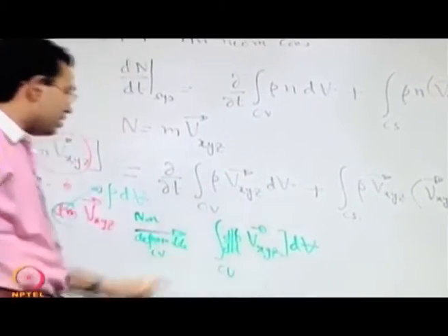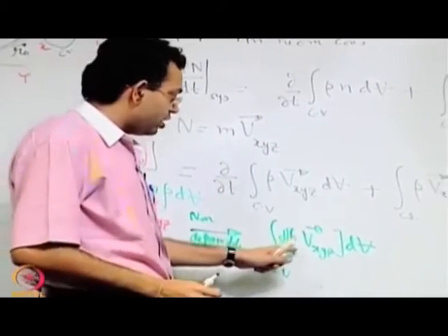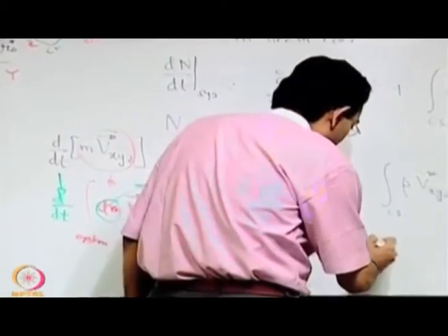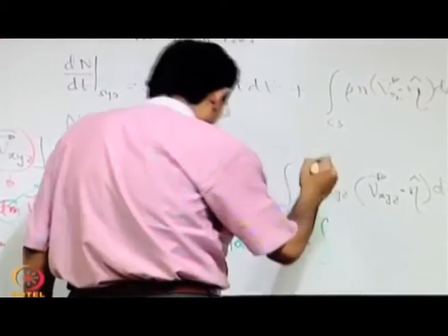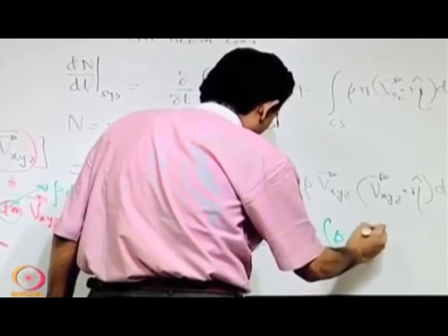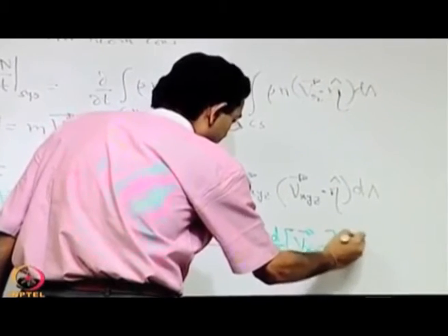Next step is that we will assume that rho is not changing with time. So if rho is not changing with time, we will just write this as integral of rho d dt of V small xyz dV.